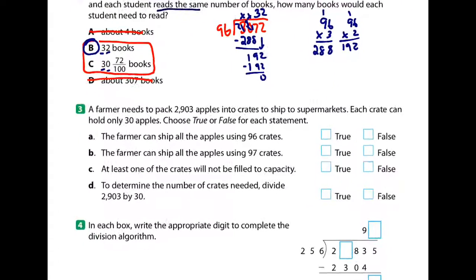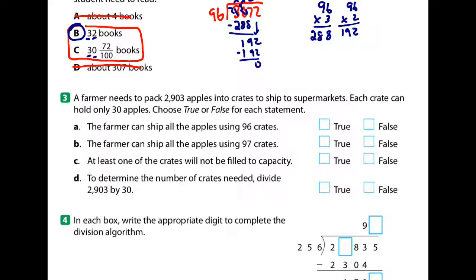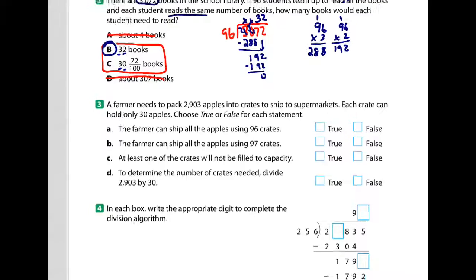All right, so let's go down to 3. Ooh, true and false ones. All right, this says a farmer needs to pack 2,903 apples into crates to ship to supermarkets. Each crate can hold only 30 apples. Choose true and false for each statement.